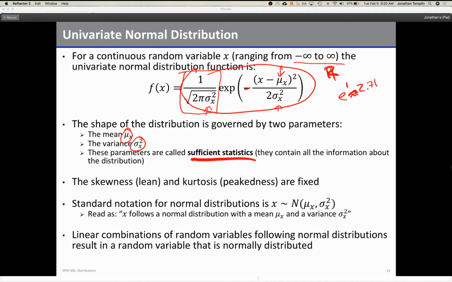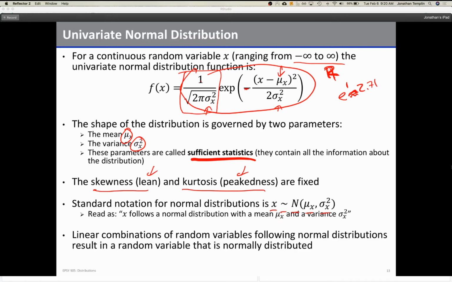You'll also note that there is the skewness and kurtosis. There are no parameters for those. They're fixed. In fact, there is no skewness, and kurtosis is set to a constant value that we don't really need to talk about. So our typical notation is this. X is distributed as normal with a mean of mu x and a variance of sigma squared x.